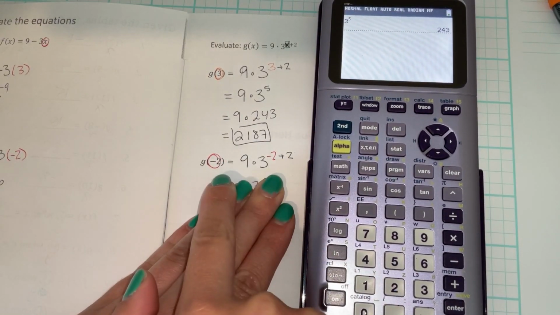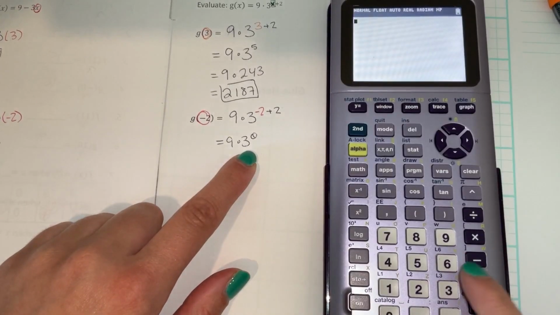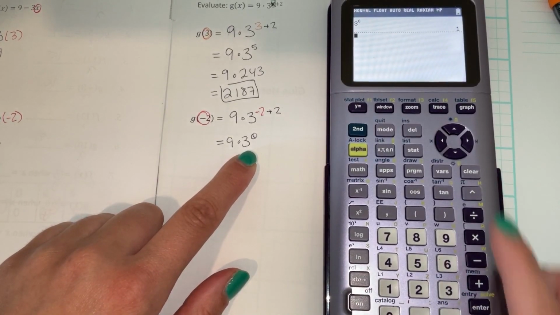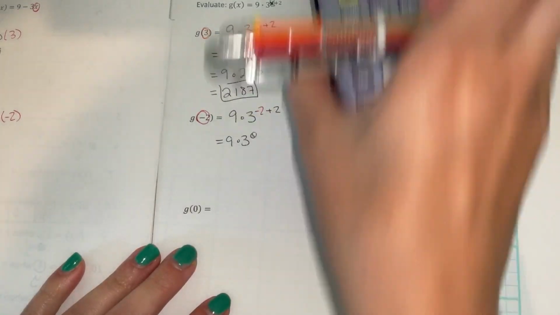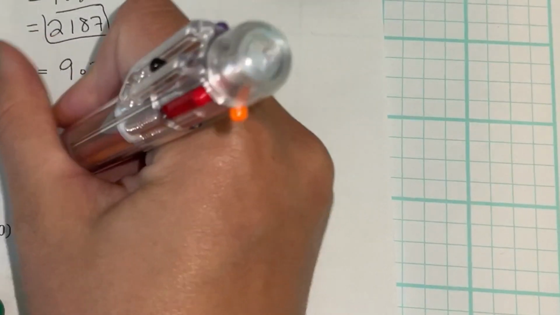All right, then we have in our next one, so we're going to do 3 to the 0, so we got to do 3 exponent 0 is 1. So that means we have, move out of the way, 9 times 1. 9 times 1 is a 9.